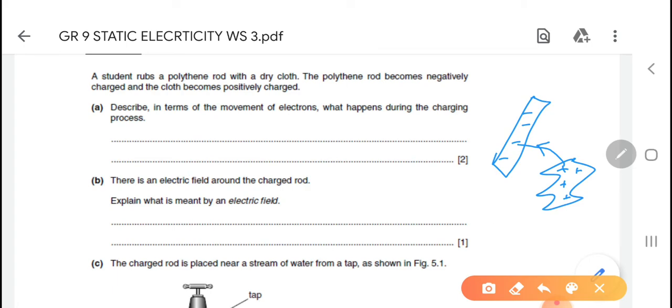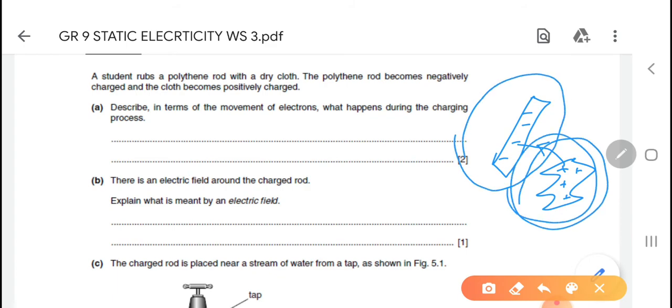There is an electric field around the charged rod. Explain what is meant by electric field. An electric field is a region around a charged object. Around every charged object there is a region in which other charged objects experience a force of attraction or repulsion. In this case it is a positive object and a negative object.